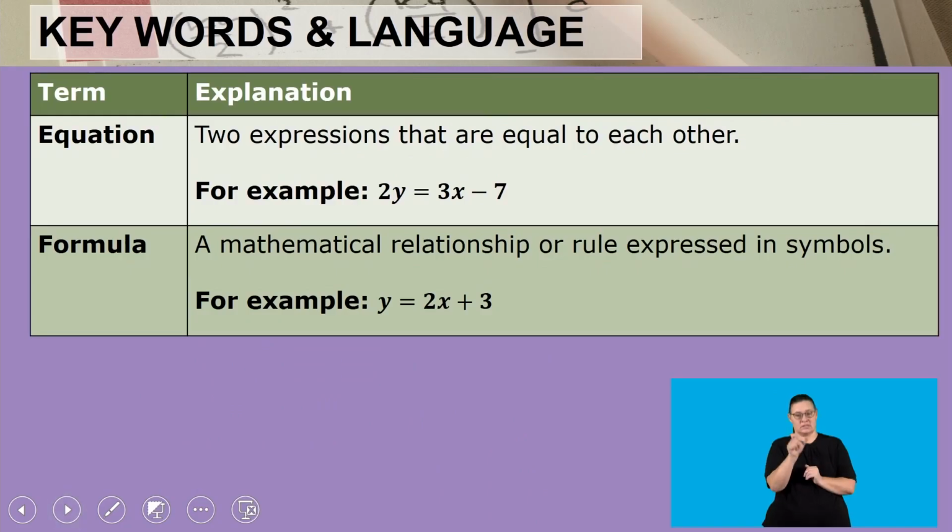Let's look at the keywords that we are going to be using for this lesson. So we are going to work with equation, which is 2 expressions that are equal to each other. So for example, we have a 2y as an expression and 3x minus 7 as an expression. Together they form an equation. Then we have a formula, which is a mathematical relationship or rule expressed in symbols. So for example, y is equals to 2x plus 3 would be an example of our formula.